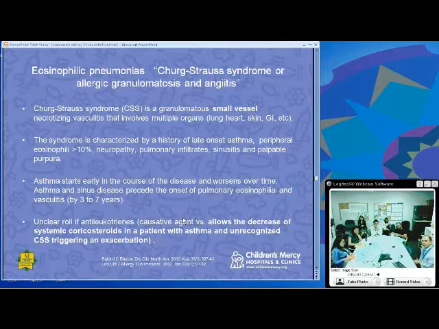They have nerve problems like neuropathy. They have nodular pulmonary infiltrates, and they have multiple sinus problems. And the most common skin presentation is palpable purpura. As we said earlier, the asthma starts early in the course, and most patients have a long history of asthma before the other symptoms present. And then the role of the anti-leukotrienes is unclear.